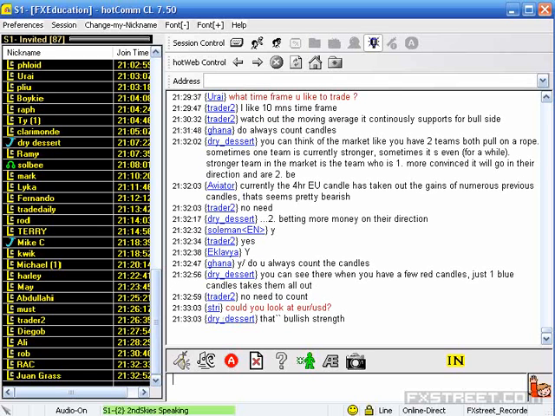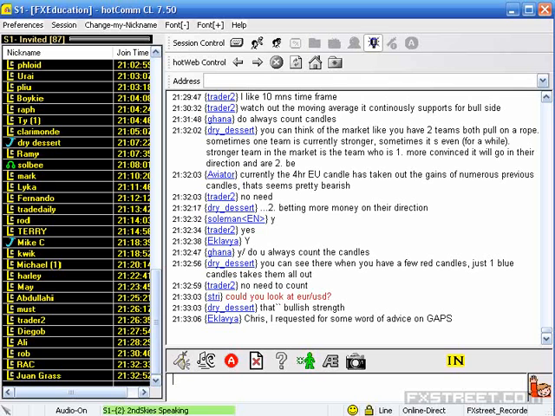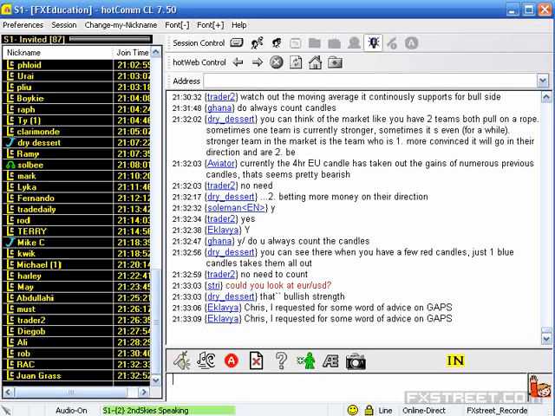Seems there's 2 people chatting a lot in here. It's good that traders get to meet each other.